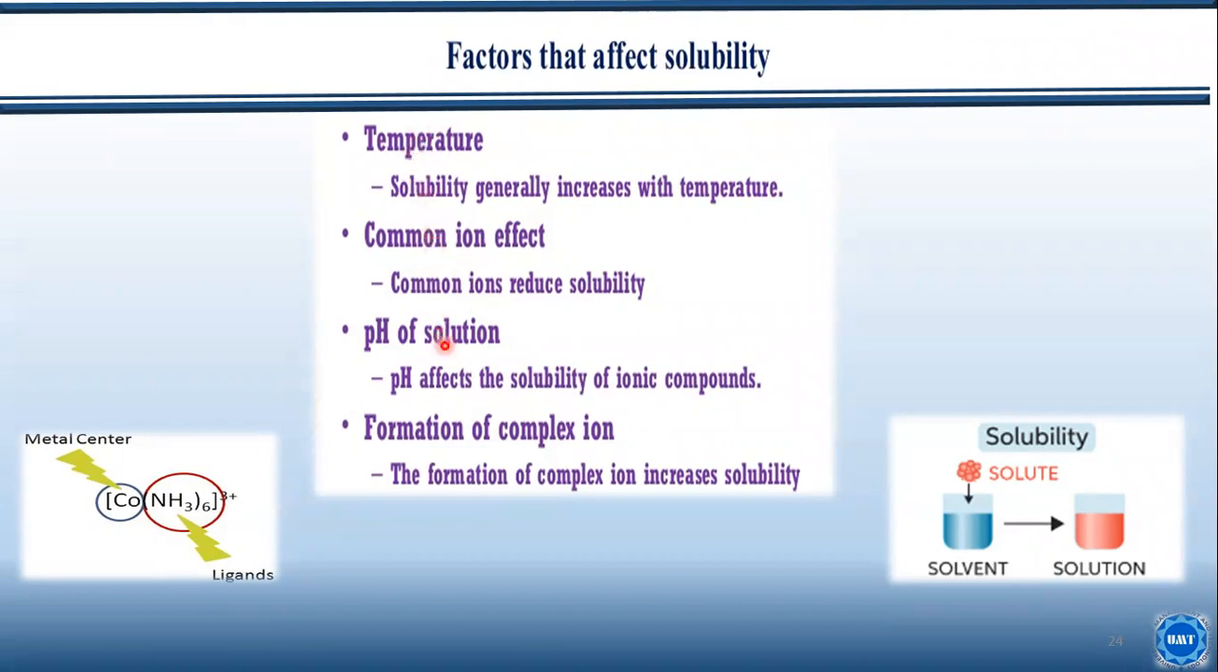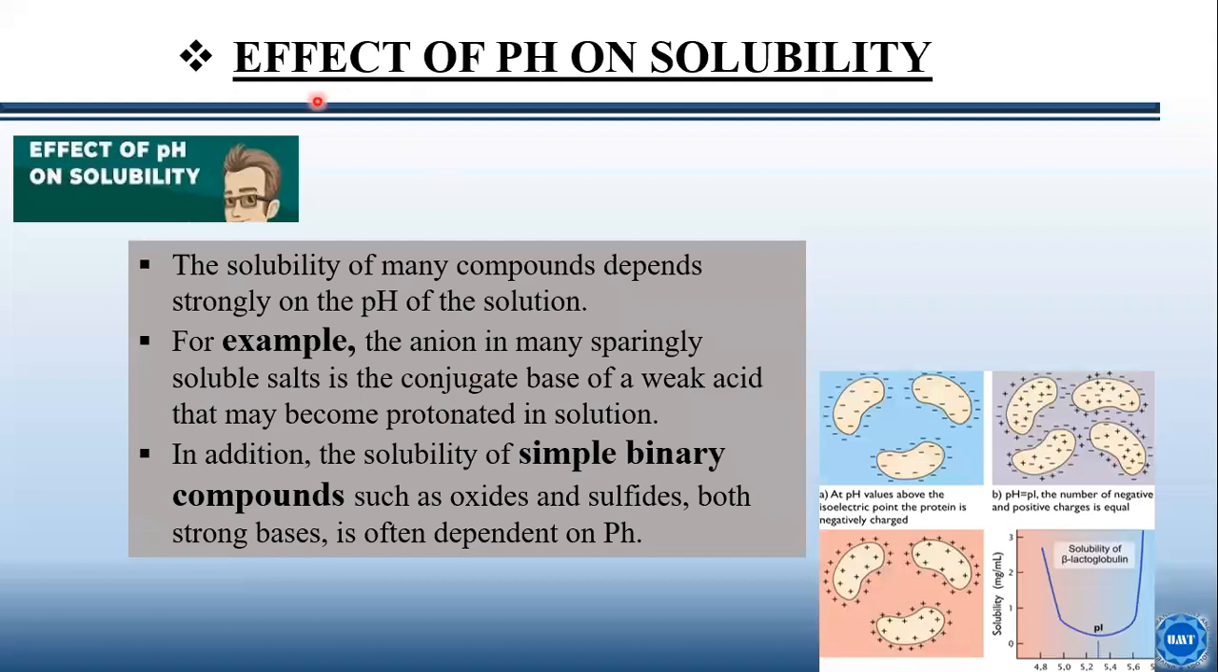So what are the factors that affect the solubility? Temperature, common ion effect, pH of the solution, and formation of complex ions affect the solubility. And what is the effect of pH on the solubility? The solubility of many compounds depends upon the pH. For example, the anion in any sparingly soluble salt is the conjugate base of a weak acid that may become protonated in the solution.